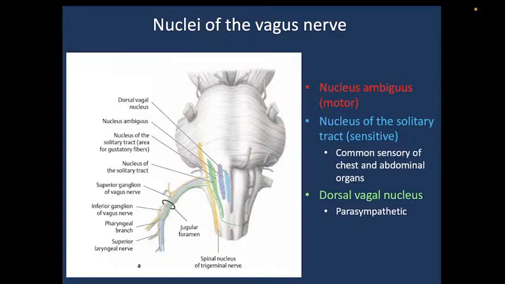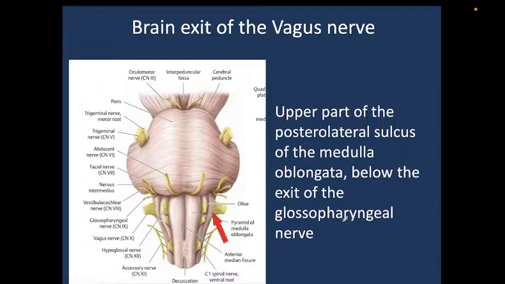This is a mixed nerve, and that's why it has three kinds of nuclei. The motor nucleus is called the nucleus ambiguus. The nucleus of the solitary tract is a sensory nucleus, common for the 7th and 9th pairs of cranial nerves. And the dorsal vagal nucleus is located here. That is a parasympathetic center, the parasympathetic nucleus for innervation of all chest and abdominal organs.